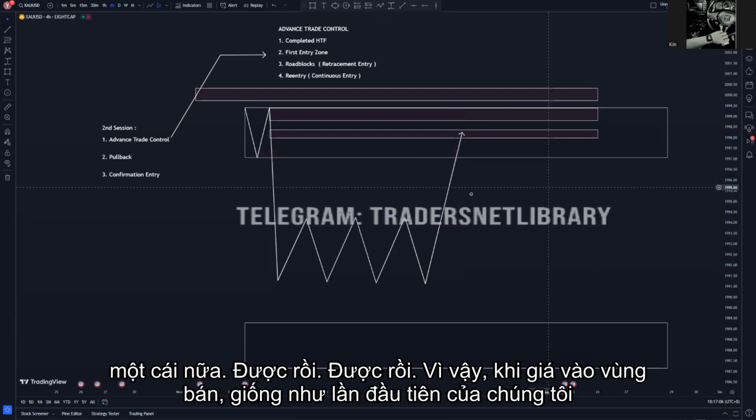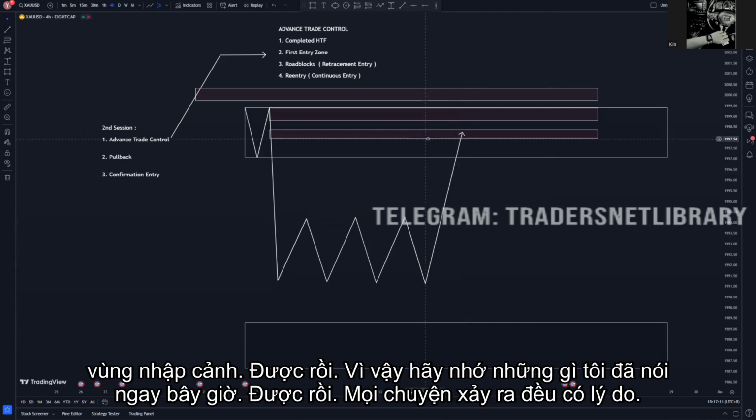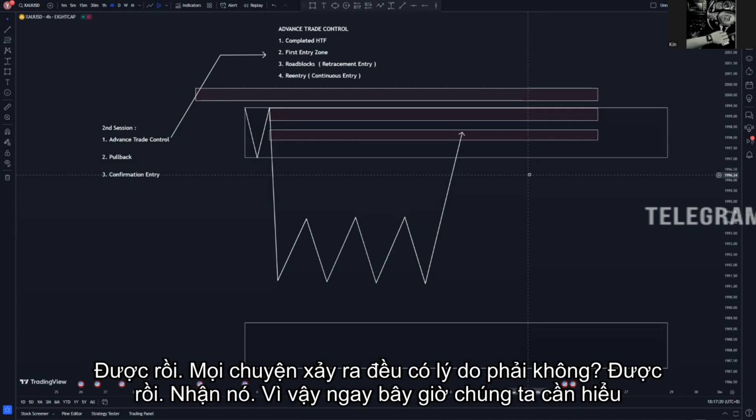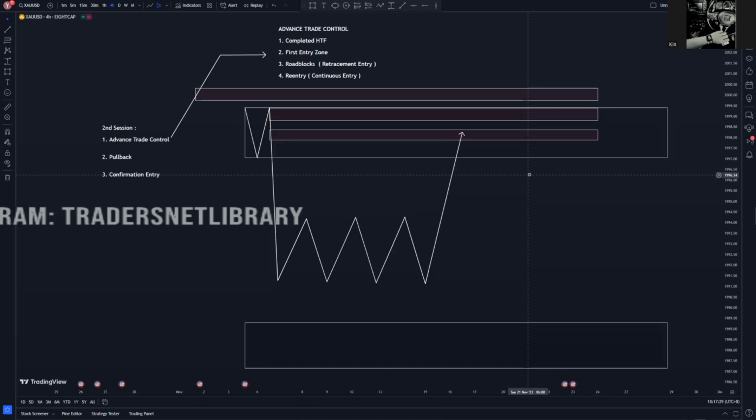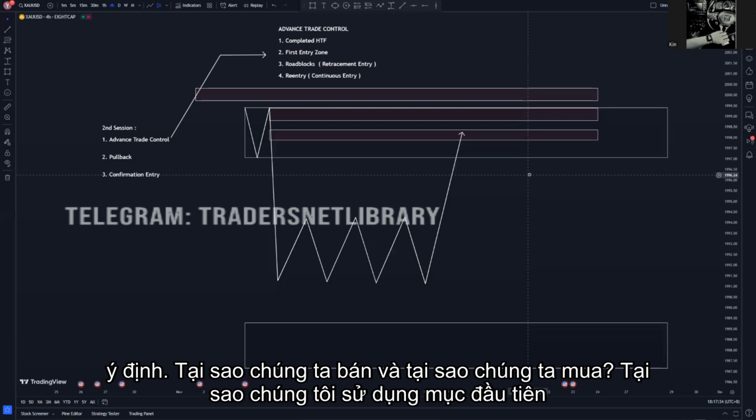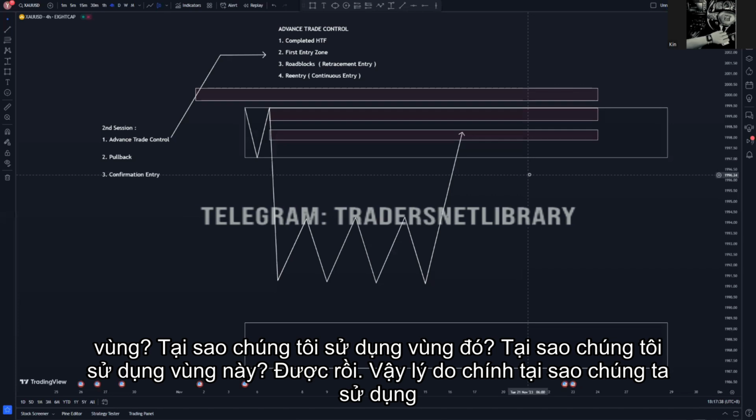So when the price gets into the sell zone, like our first entry zone, remember what I've said right now: everything happens for a reason. So right now, we need to understand the intention. Why do we take the sell? And why do we take the buy? Why do we use the first entry zone? Why do we use this zone?